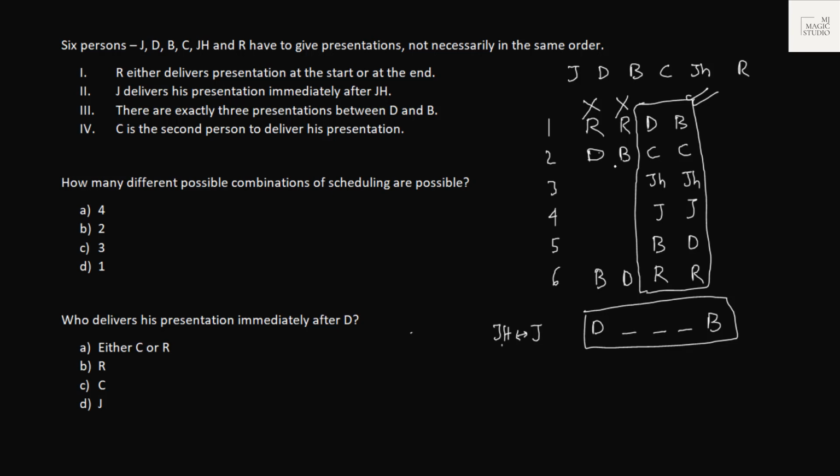How many different possible combinations of scheduling are possible? We can see we can have 2 different possible combinations. 2. Who delivers his presentation immediately after D? After D, it is C, or after D, it is R. So in these 2 combinations, we can see after D is C or after D is R, and here one of the options is either C or R. Will mark option A.